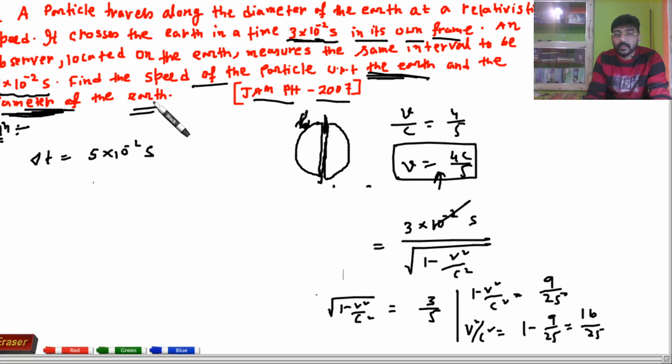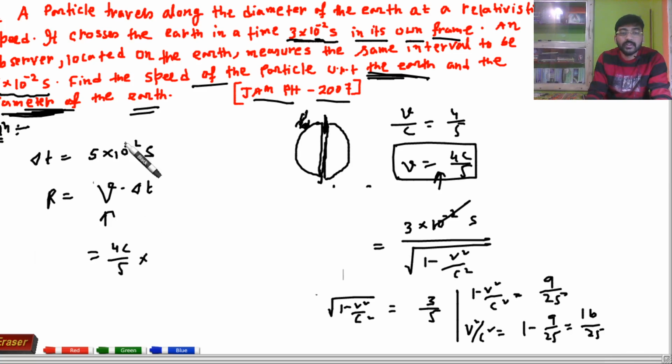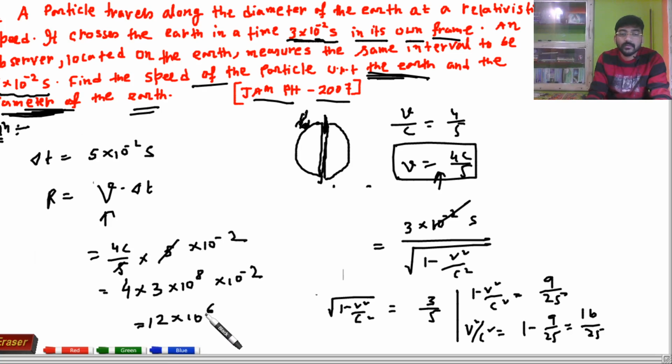So the diameter is the distance, which is nothing but v into delta t, and we have found the velocity of the particle with respect to earth to be 4c by 5. So it will be 4c by 5 into delta t, that is 5 into 10 to the power minus 2. This 5 will cancel out, and it will be 4 into 3 into 10 to the power 8 meter per second, that is the speed of light in free space, into 10 to the power minus 2. So it will be 12 into 10 to the power 6 meter. This will be the diameter, and the radius will be half of it, so it will be around 6,000 kilometer.